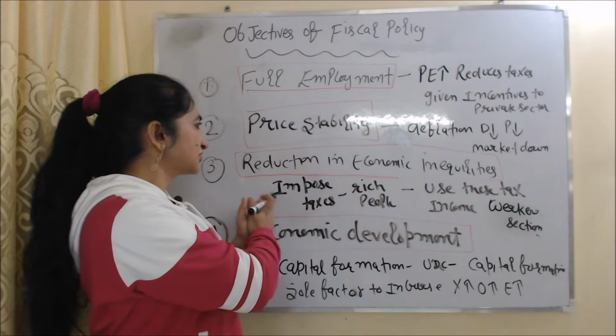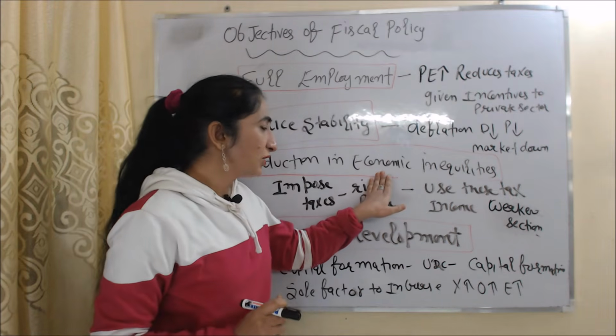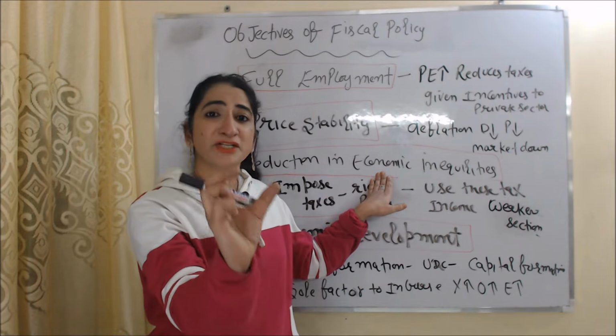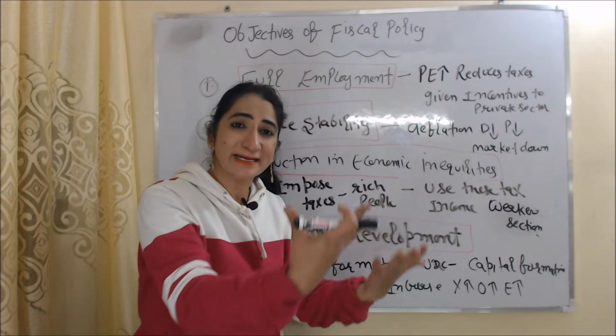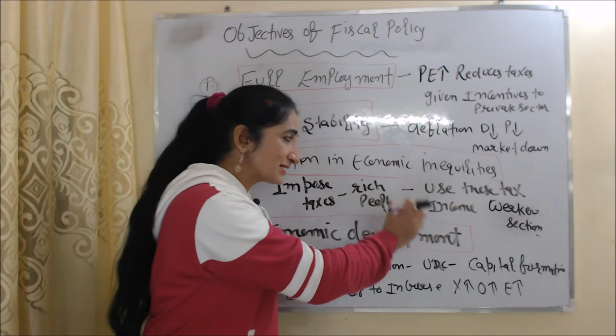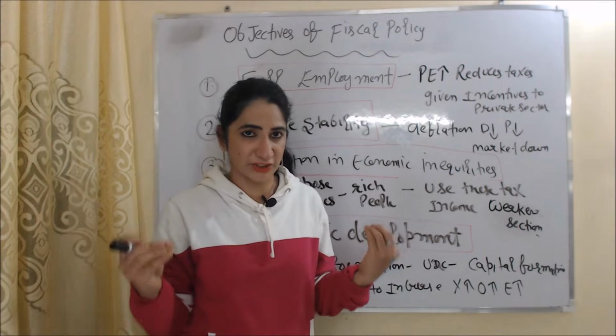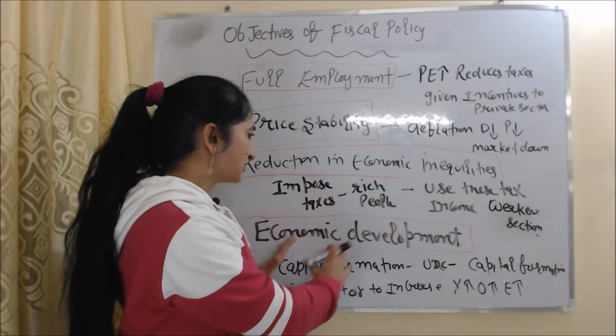Third objective is reduction in economic inequalities. Economic inequality is the gap between rich and poor. To reduce economic inequalities, government imposes more taxes on rich people and uses this tax income on the welfare of the weaker section.